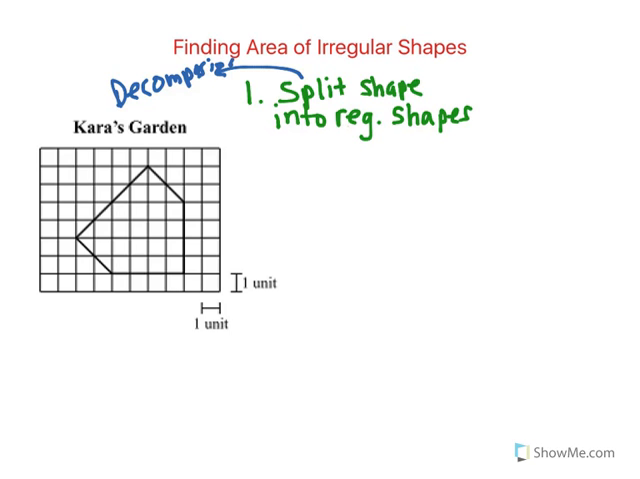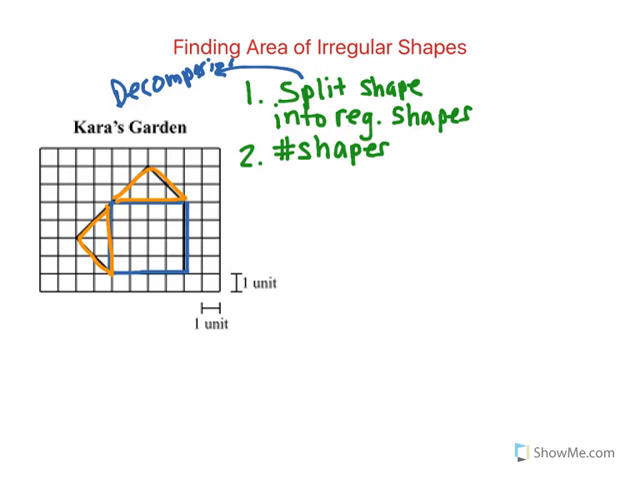Now, when I look at this shape, I see a variety of things, but what sticks out to me is in the center here, I really have a quadrilateral, and it looks like it's a square. And that's leaving me with 2 other shapes. It's leaving me with a triangle and another triangle. And I like these shapes because I know how to find area of these shapes.